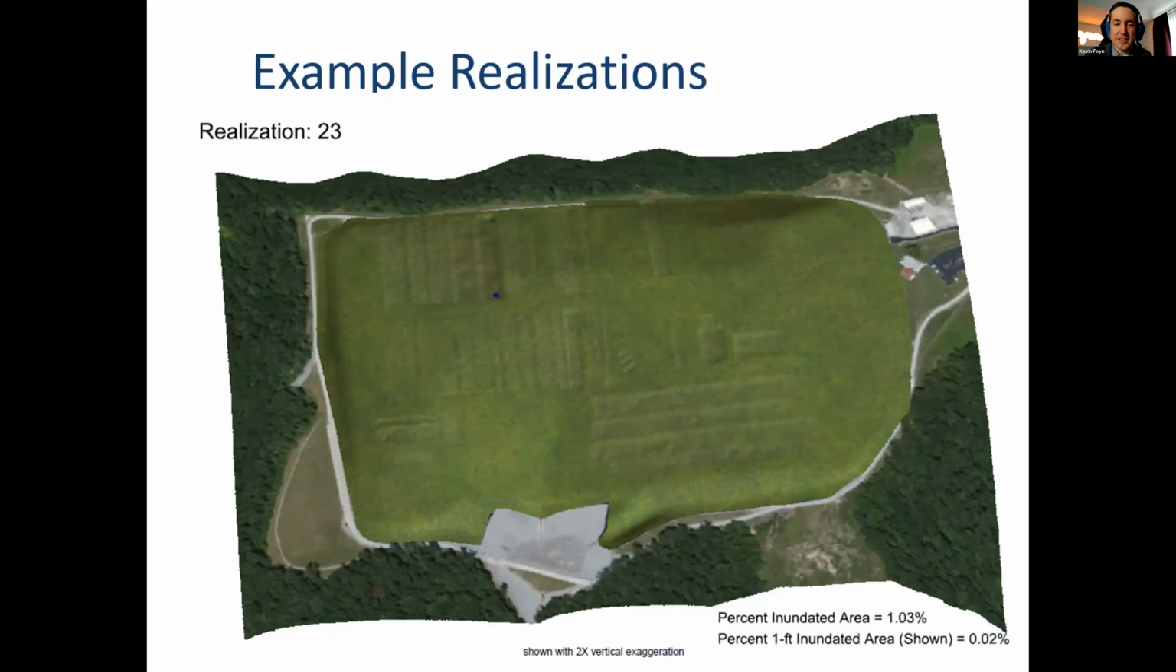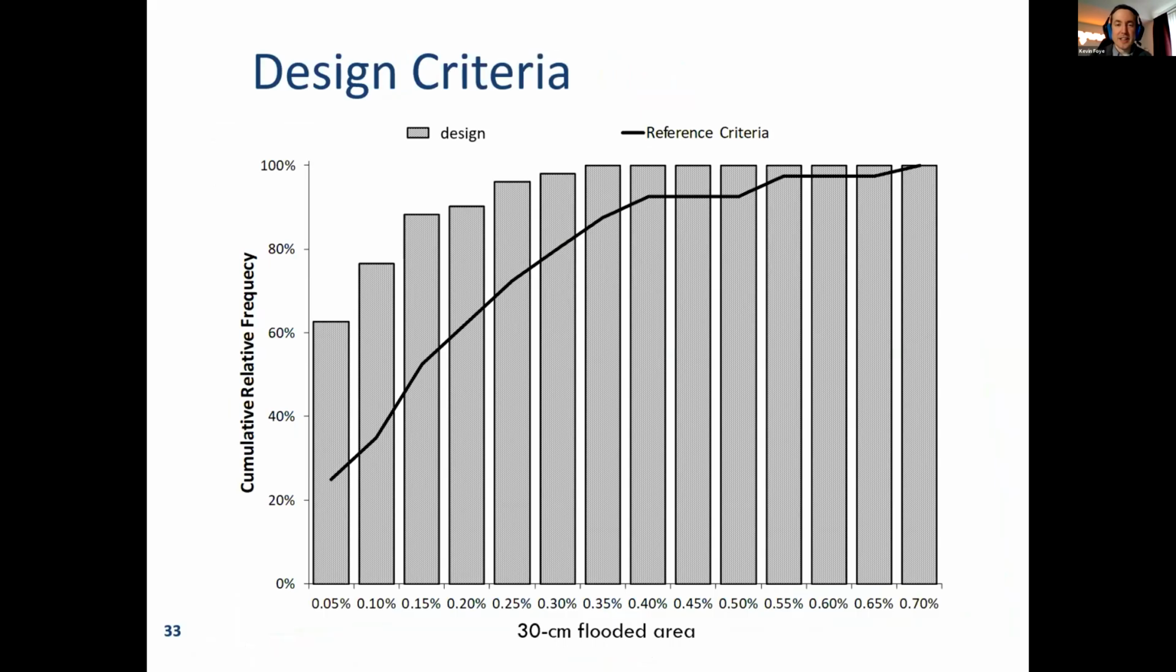So here's another realization. You can see a blue area where we have that 30 centimeter or more ponding, so that gets counted in the total. Here's another realization. You can see more ponding. You can see this other realization, the ponding is occurring in different places. So that's part of our modeling activity to look at different possible ways that this could occur in the site, and so on and so forth.